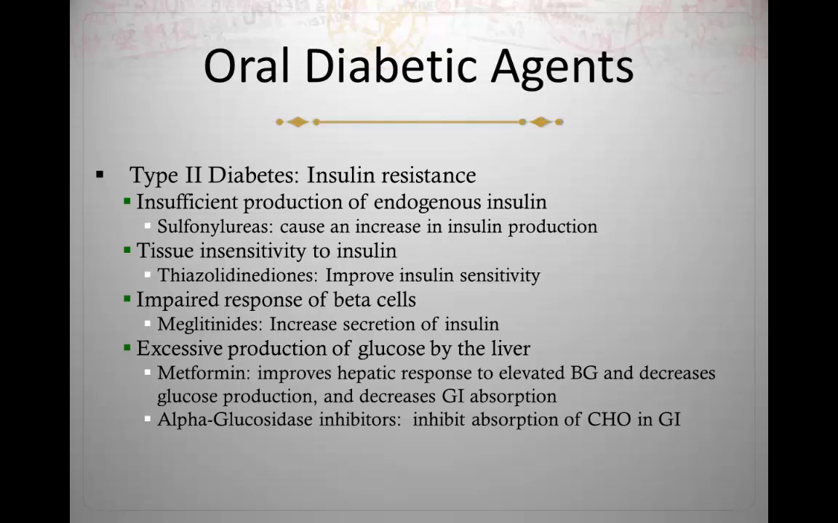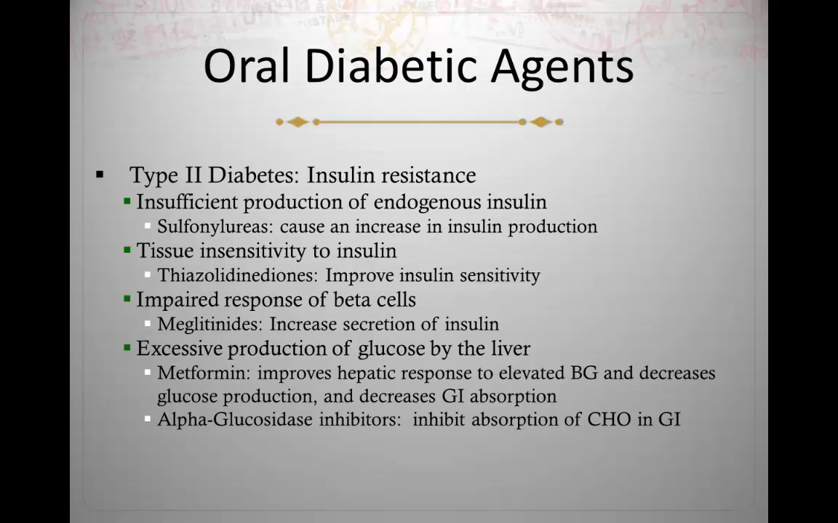In addition, there is a group of medications that improve the sensitivity to insulin, and those are the thiazolidinediones, or to abbreviate the name, the group of medications are glitazones. And basically what they do is decrease gluconeogenesis.